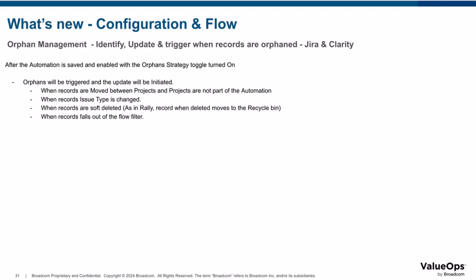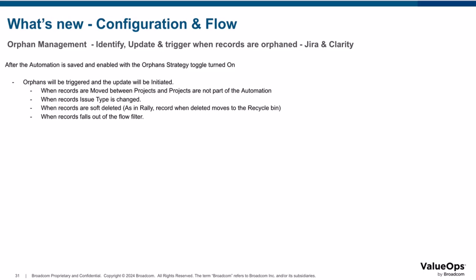When a record is soft deleted, predominantly in Rally, when a delete happens it goes into the recycle bin and stays there for 30 days until there is a hard delete. On that condition, we'll identify it as orphaned, and for any reason it falls out of your flow filter condition, then we set it up as an orphan.